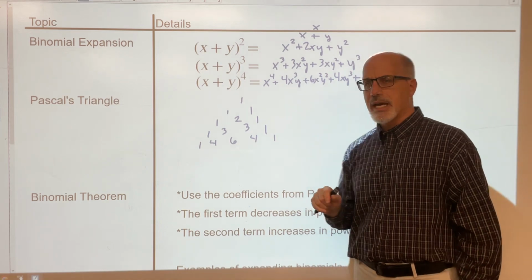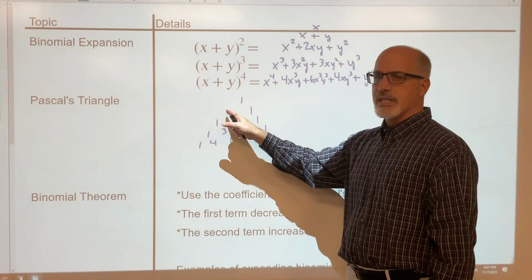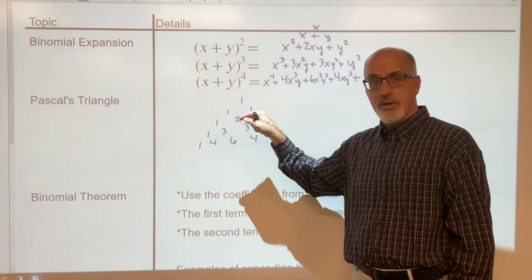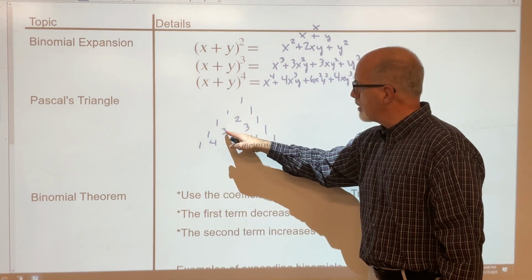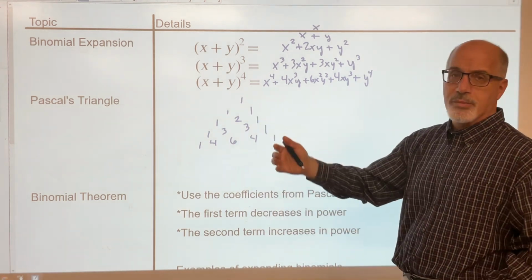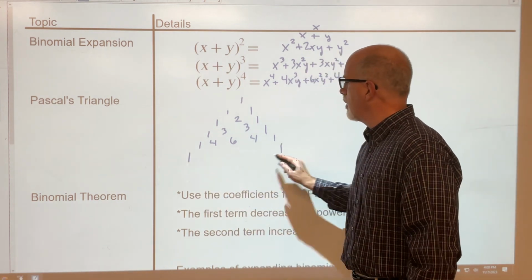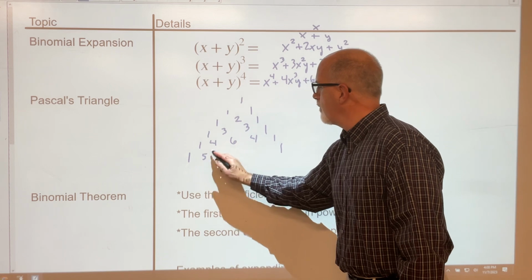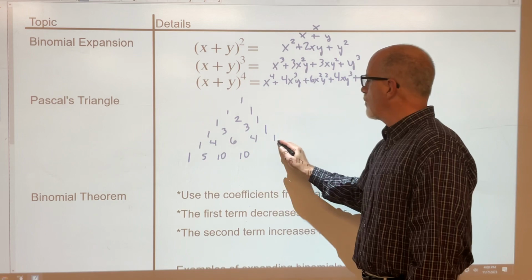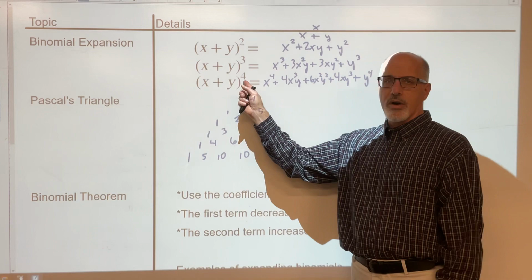Now maybe you can see the pattern coming: you have 1s along each of the sides, but after that, if you take each pair of adjacent numbers and add them, you fill the gap with the sum. 1 plus 2 gives me the 3, 3 plus 3 gives me the 6. You can get the next row without having to multiply it out. For instance, the fifth row would be a 1 and a 1 here, 1 plus 4 gives me a 5, 4 plus 6 gives me a 10, 6 plus 4 gives me a 10, 4 plus 1 gives me a 5, and I've got the coefficients for a fifth power.